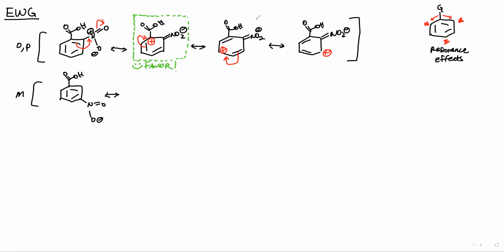And so you can imagine that ortho-para electron withdrawing acids are going to be very, very, very acidic, especially with an NO2 group. You should remember NO2 is super, super withdrawing. Now, if we apply that same logic onto the meta, we draw all these forms out.